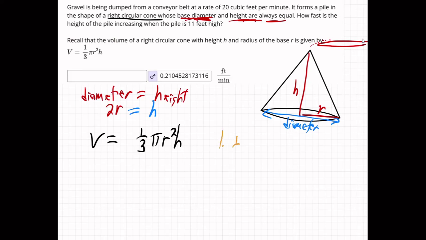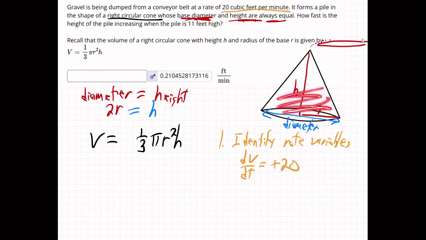Now, the first thing you need to remember are these steps. Step one, identify rate variables. Like, what are they asking for? What are they giving us? Well, it says 20 cubic feet per minute. Cubic feet is volume. That's dV/dt is plus 20, meaning the volume, the total amount of gravel in the pile, is increasing by 20 cubic feet per minute.